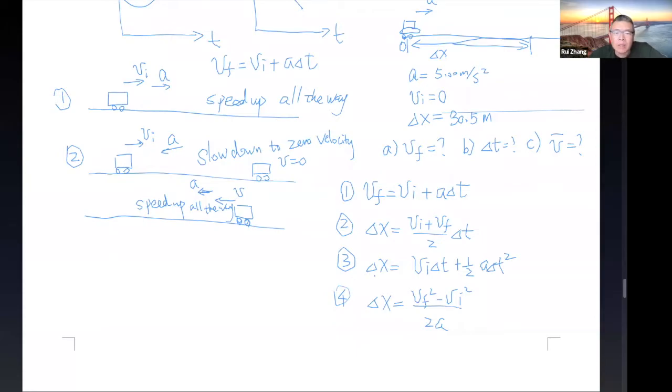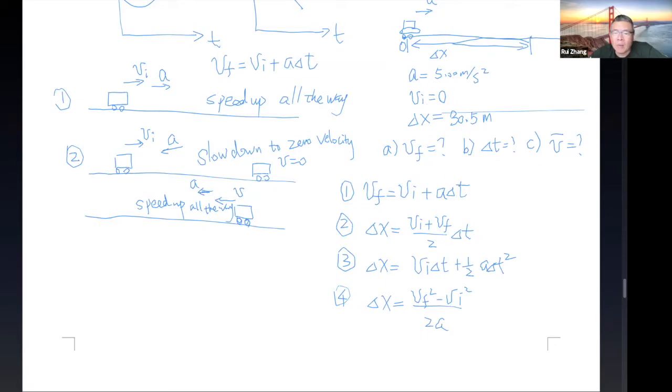Let's look at them. So how do we do this? There's always this method of exhaustion. You just go through them one by one and see whether each can be used. Okay, let's start from the first one. It does have the unknown, that's good. Now on this side, you have VI, which we know. You have A, which we know.